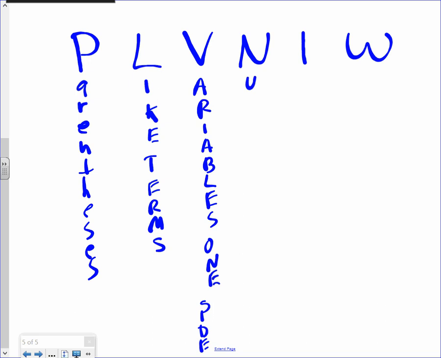N stands for numbers on one side. Let's get the numbers on one side. We're always doing this. Numbers one side. Now I'm writing numbers one side. What I really mean is numbers on one side. Please leave veggies near ice water.